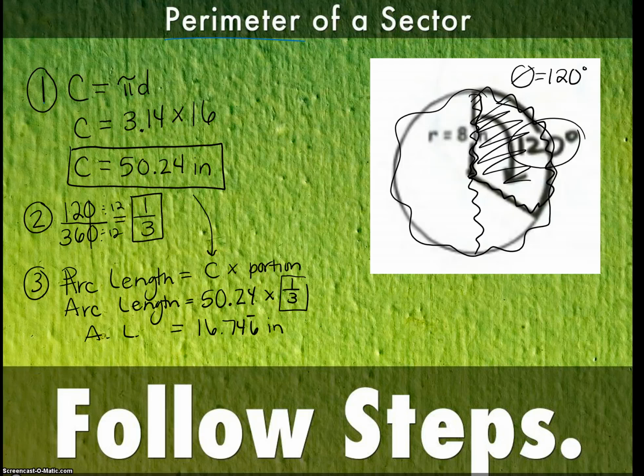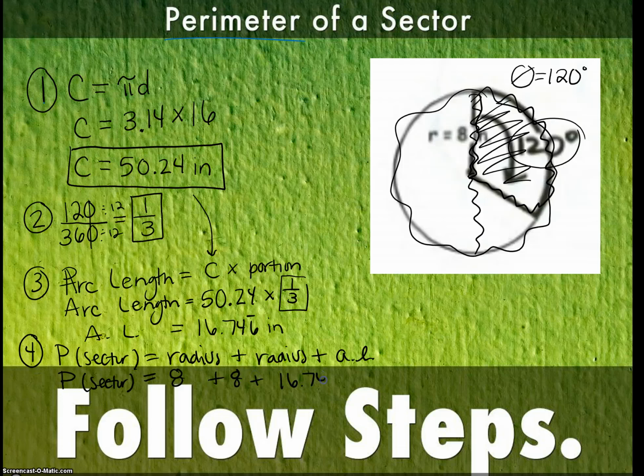Do not clear that answer from your calculator, because step 4, to get your final answer, the perimeter of the sector, you're going to take the radius plus the radius, or the radius times 2, plus the arc length. Well, if you already had the arc length in your calculator, it's a lot faster. So the radius in this case was 8, so I'm going to add 8 and 8, and that's 16. 746 forever. That's already in my calculator.